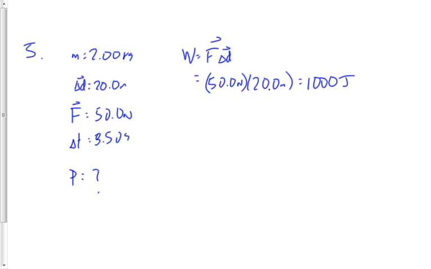Right. So power is equal to work over time, or you could write down power is equal to delta E over time, like we did in the last two questions. Doesn't matter. It's the same thing. 1,000 joules is our work, or as Carrie said, our change in energy, divided by the time of 8.50 seconds. We're going to do the math on that one. And for this one, we're going to get 118 watts.